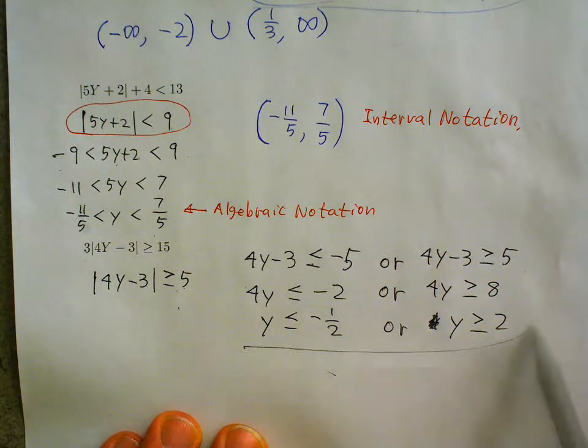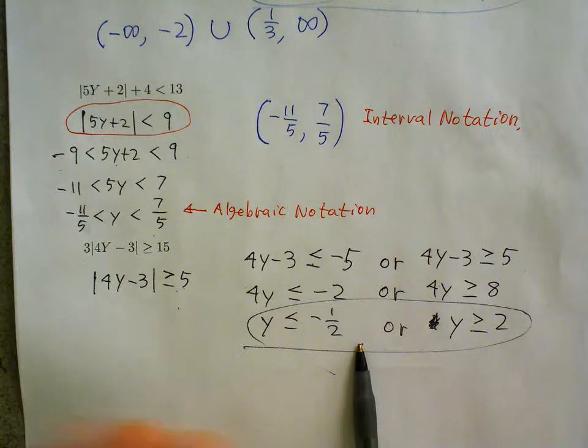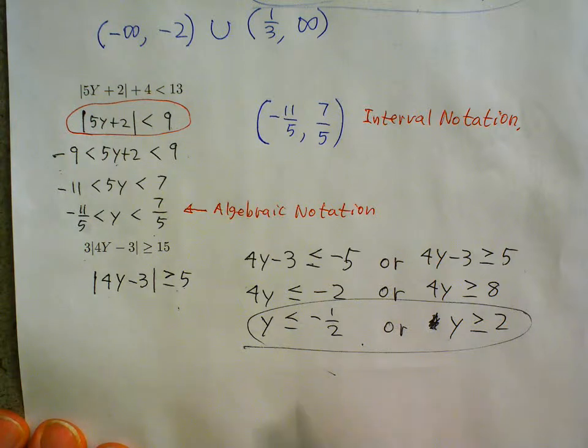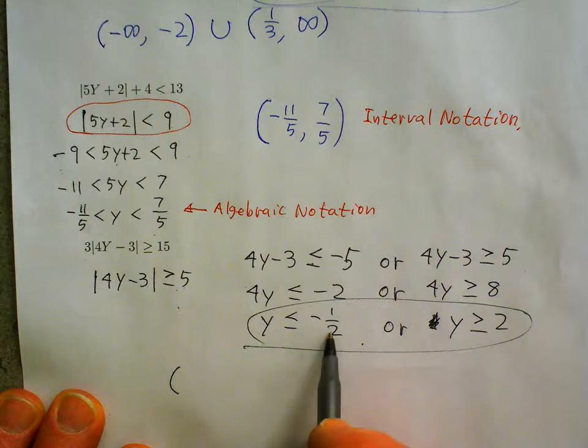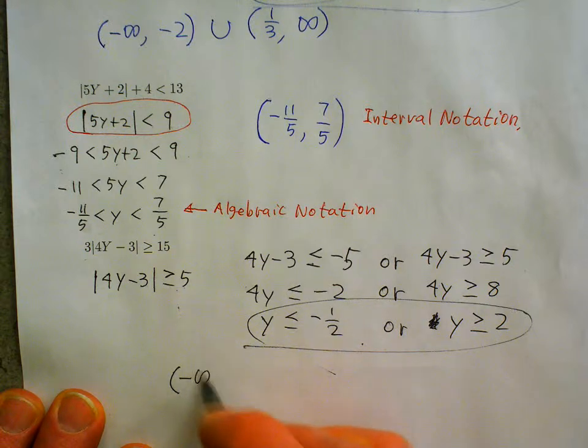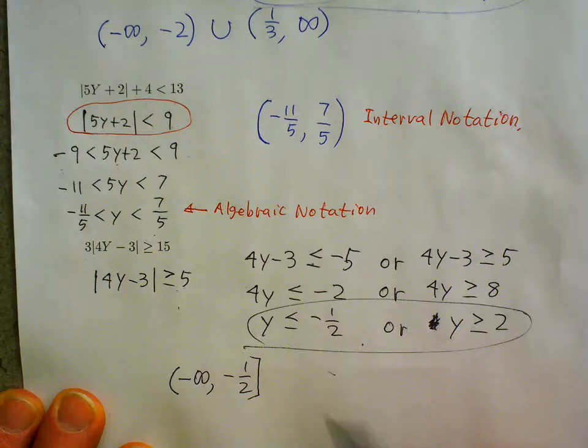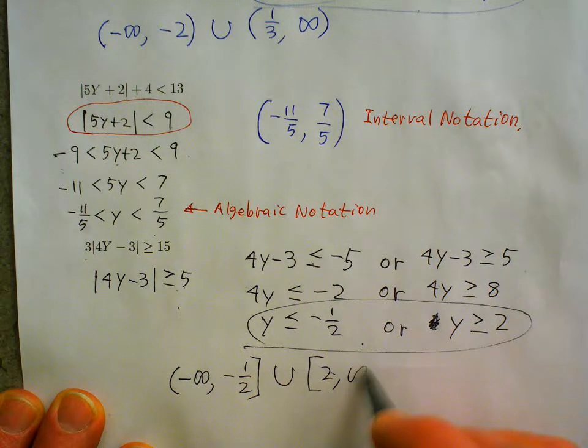Okay, so this is the algebraic notation, and I'll quickly write down the interval notation. y less than or equal to -1/2. That's negative infinity, comma, -1/2 bracket, and then union, the other part, bracket 2, comma, infinity.